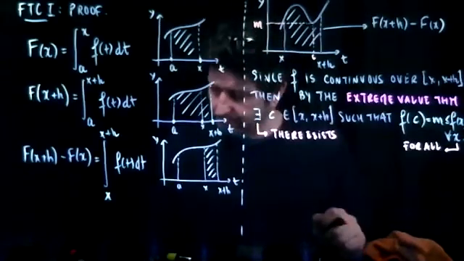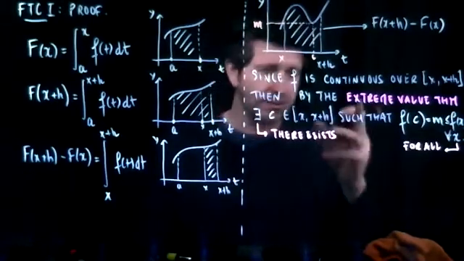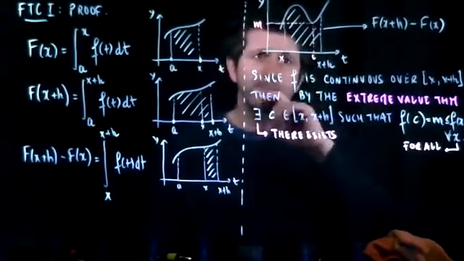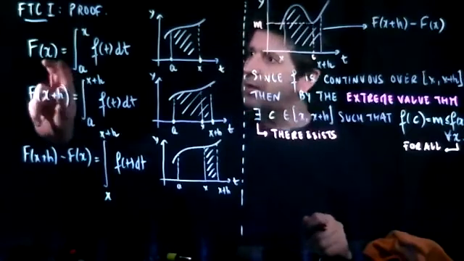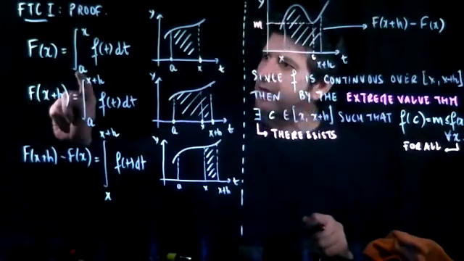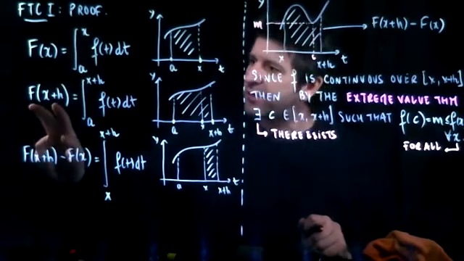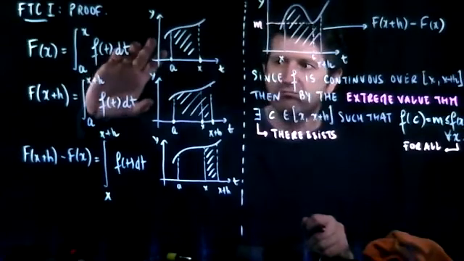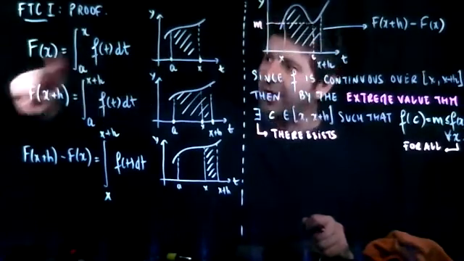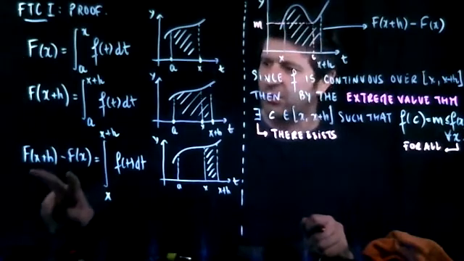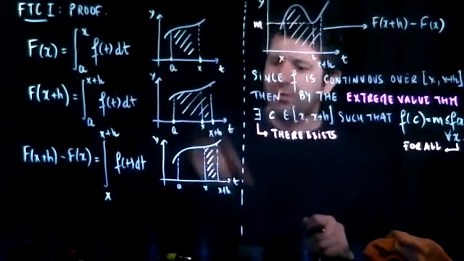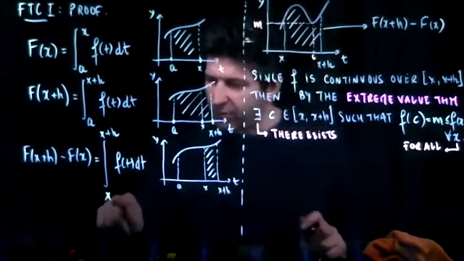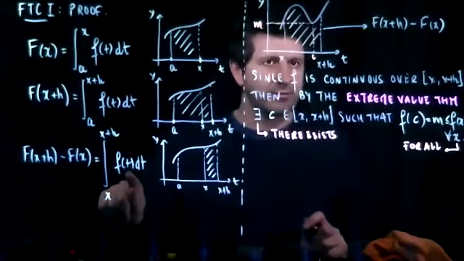Would you like me to repeat this? Yes, please. This is a tricky part of the proof. Okay, so again, we start over. I said big F of x was the area from A to x. I said big F of x plus h is the area from A to x plus h. Here are my two areas, represented on the graph. Then I subtract the two areas. What do I get? I just get this little area, which is the area from x to x plus h of f.